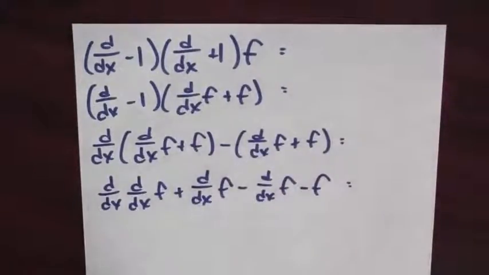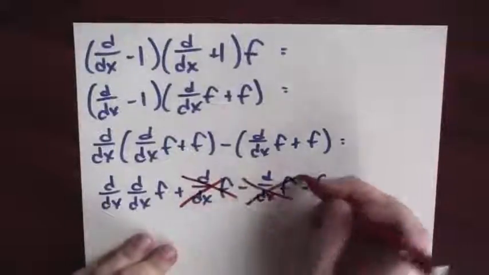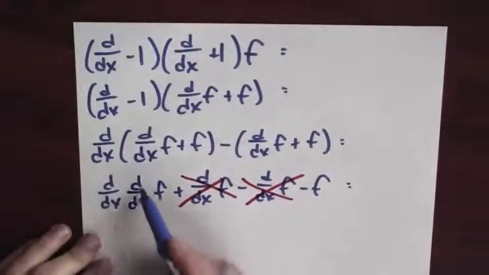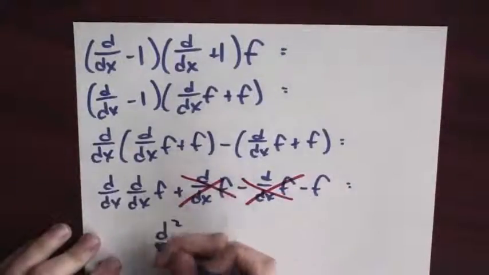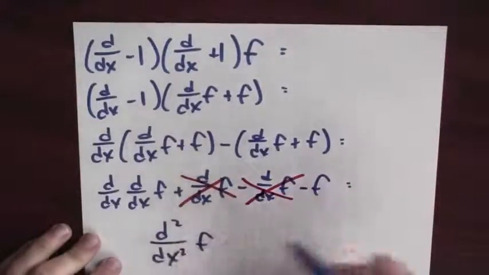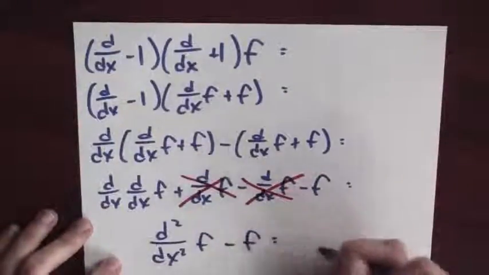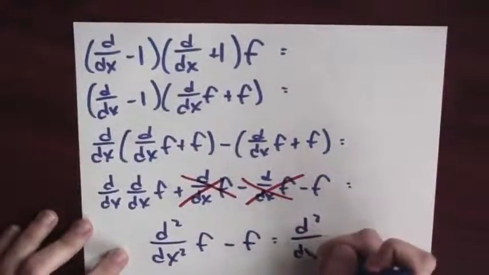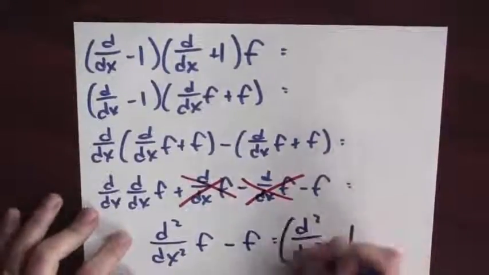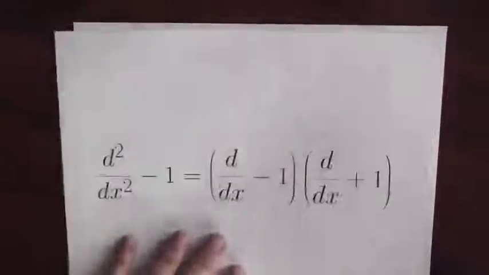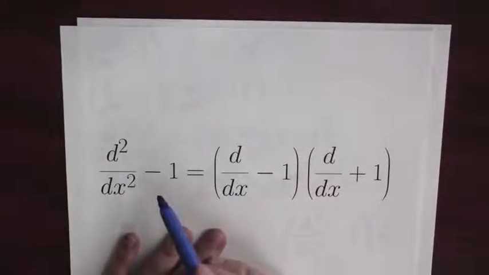Now good news, I've got a plus derivative here and a minus derivative of f there, so what I'm left with is d/dx of d/dx of f, which I could write as the second derivative of f, minus f. Well, I could also write this as the second derivative minus 1 applied to f. And that's exactly what's on the other side of this equation.